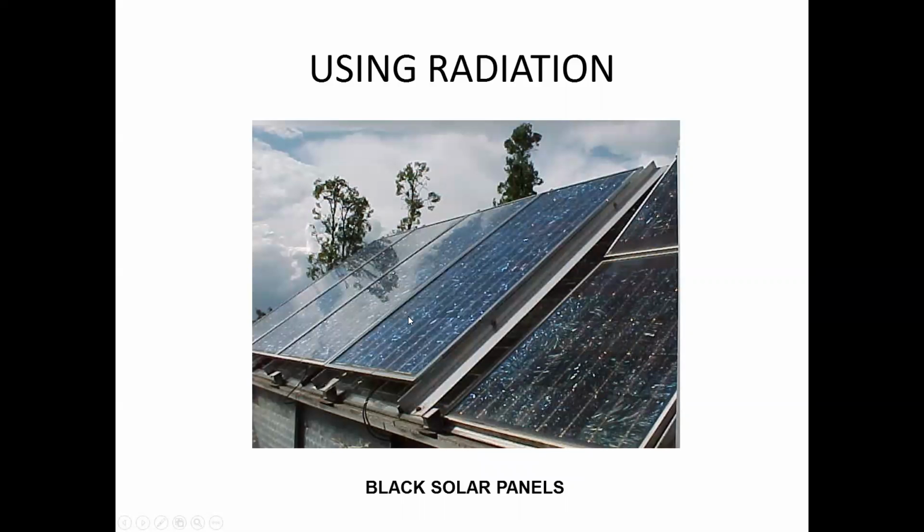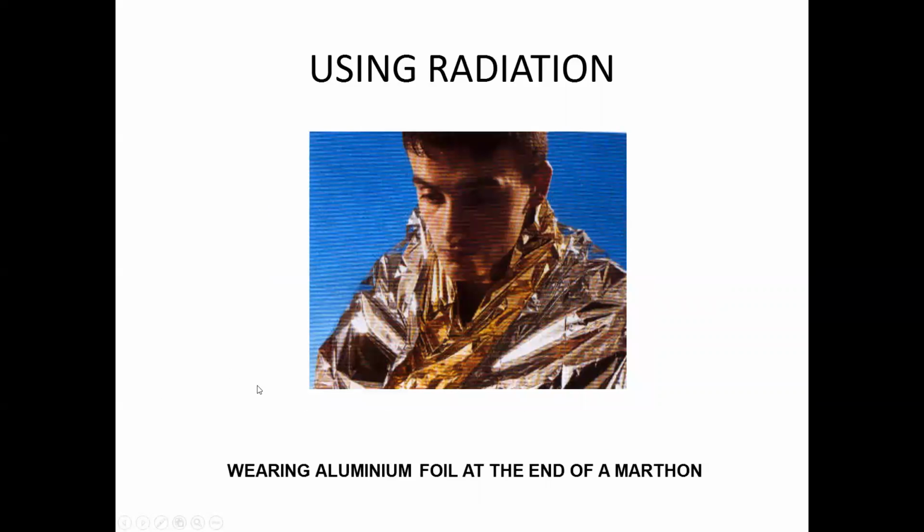These solar panels on people's roofs: next time you're out and about, if you see people's roofs with solar panels on them, you'll notice that they're black because black is a good absorber. If you have somebody at the end of a marathon, or if they've had to be rescued off the side of a mountain because they've got hypothermia, meaning their body's gone cold, they'll sometimes be put in a foil blanket because the shiny surface will reflect the body heat back towards their body instead of allowing it to escape. So it helps to keep them warm.